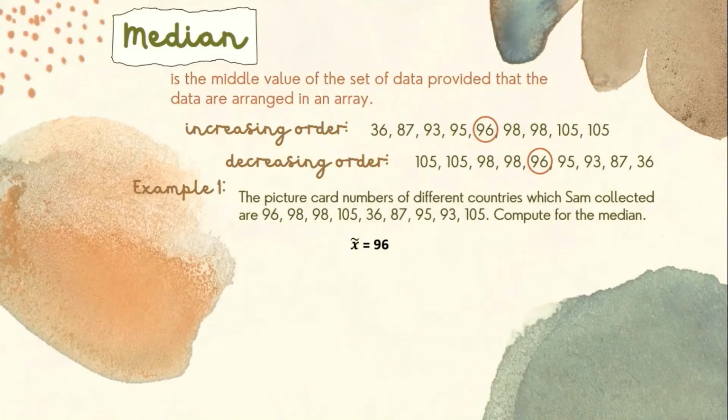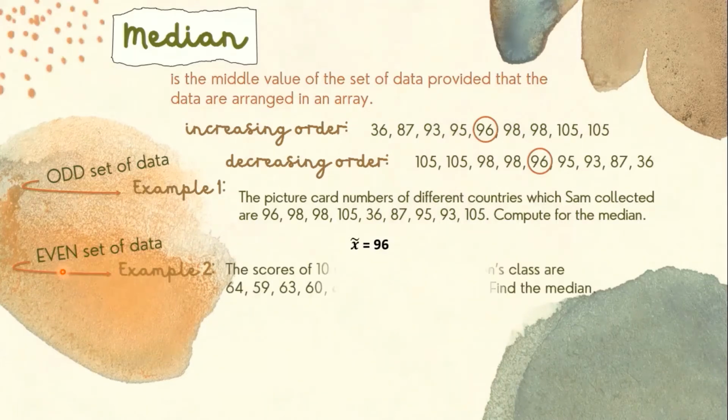The set of data in example word problem number 1 is an example of an odd set of data, meaning yung ating number of data is equal to an odd number, which in this case is 9. The median in an odd set of data is always the middle number when the items are arranged in order of magnitude, in either increasing or decreasing order. While in an even set of data, meaning the number of data is equal to an even number, the median is determined by computing the average of the two middle numbers.